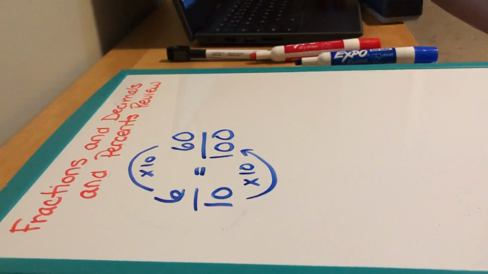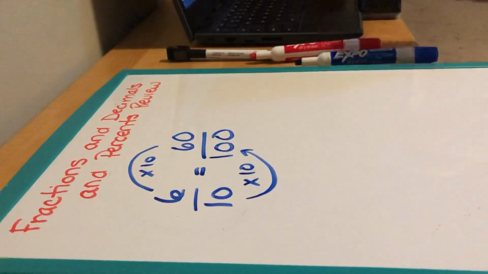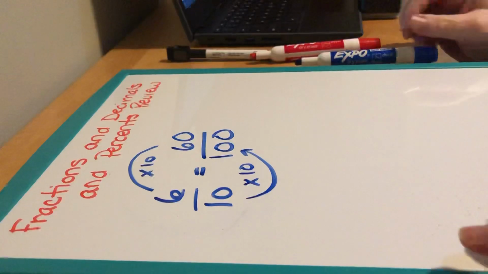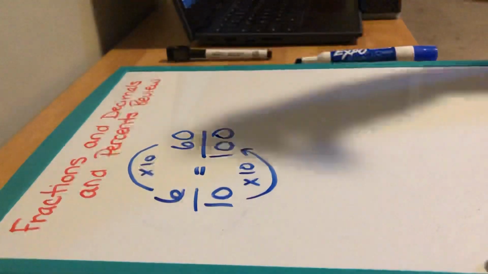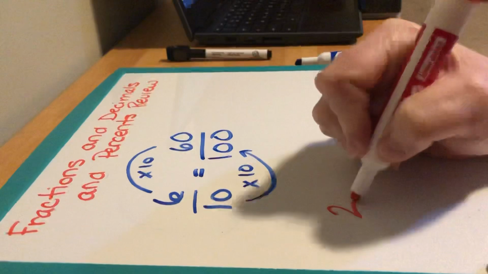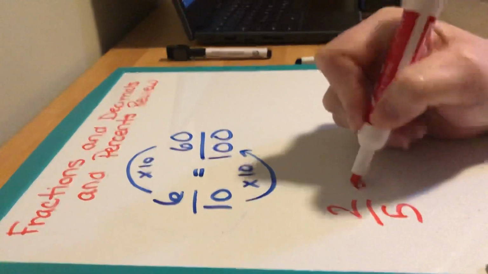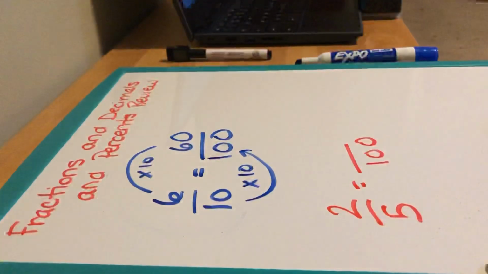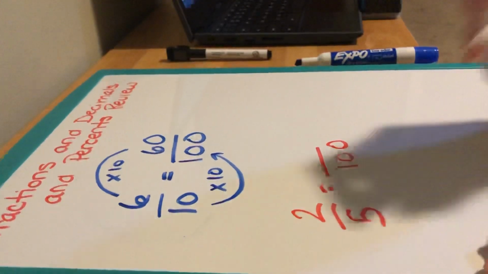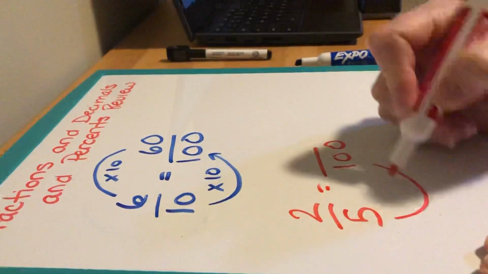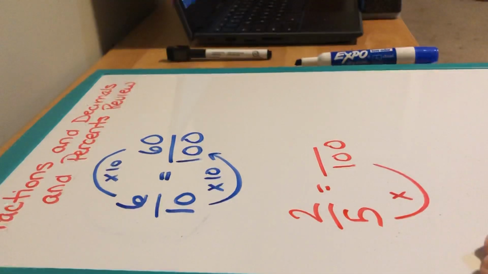I think that the next screen is some more practice of that. So let's do one more example. Let's choose 2/5. So our next example is 2/5. And I want to get that to a denominator of 100. So I need to be thinking in my head, 5 times what gets me 100?